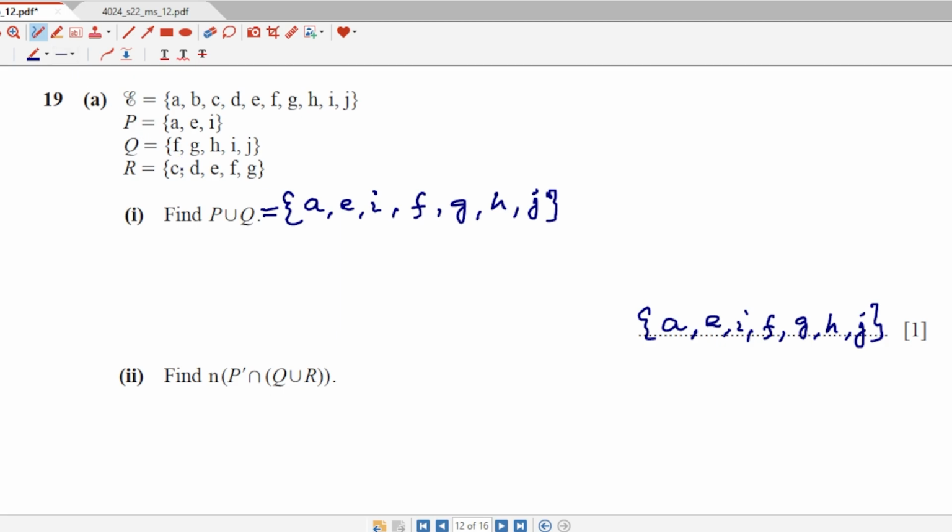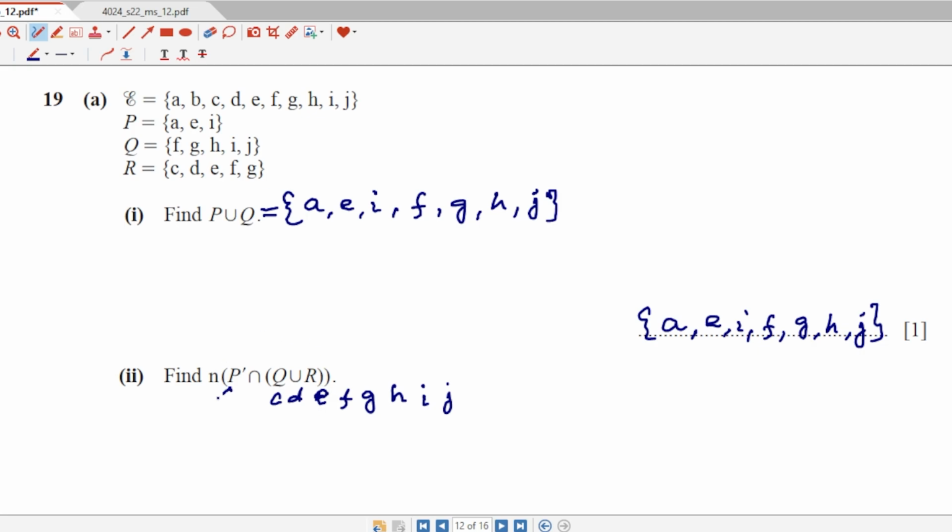In Q union R, there are C, D, E, F, G, H, I, J. Counting: 1, 2, 3, 4, 5, and 1, 2, 3, 4, 5. Total are 10. But I think two of the elements are being repeated: F and G are repeated in both the sets. So total elements in Q union R are 8.